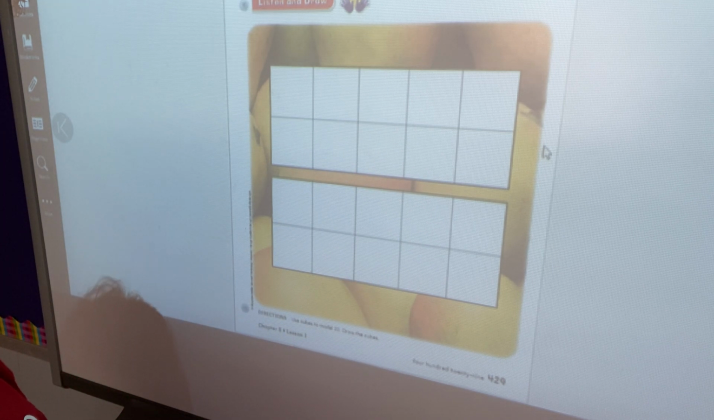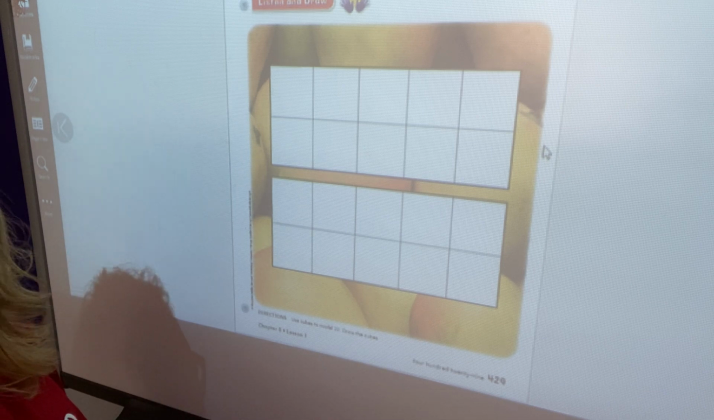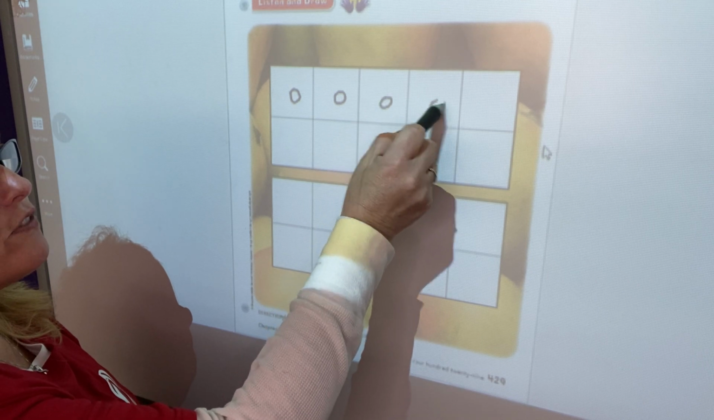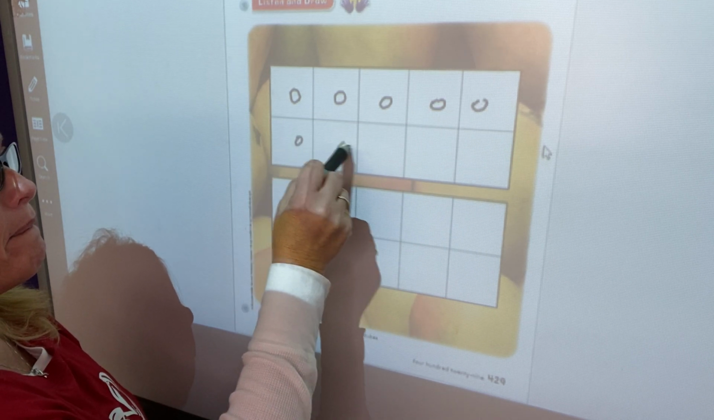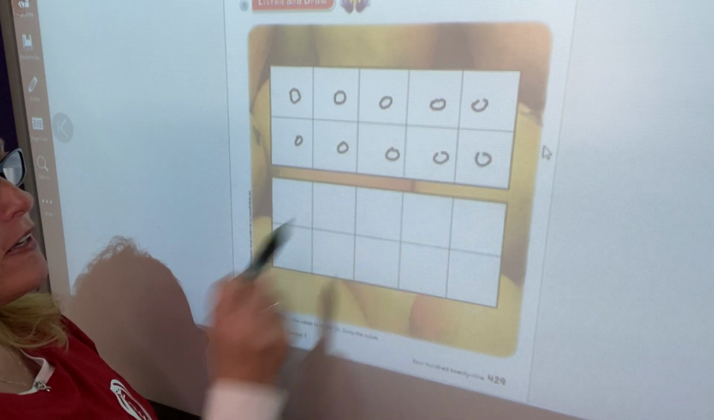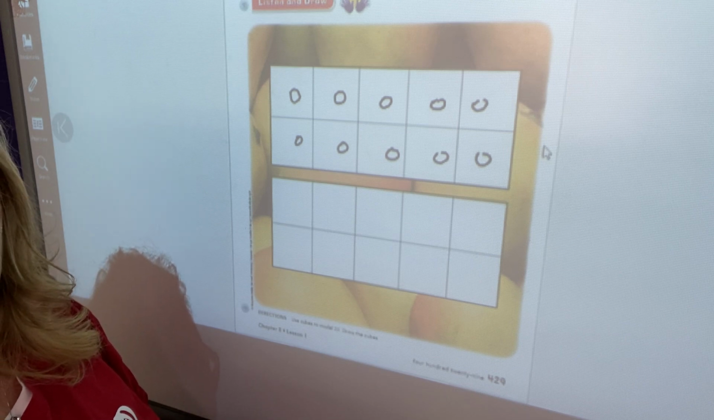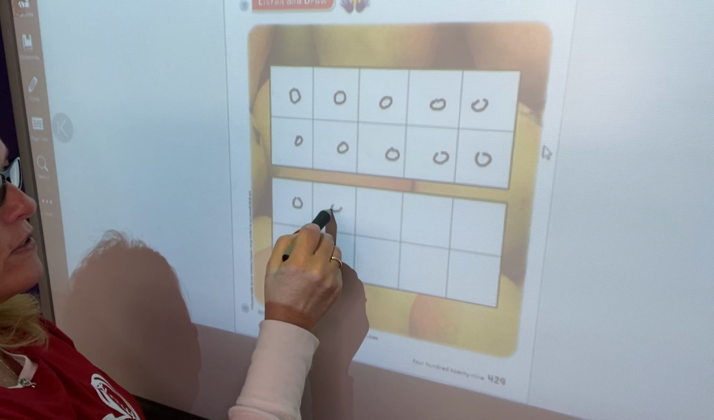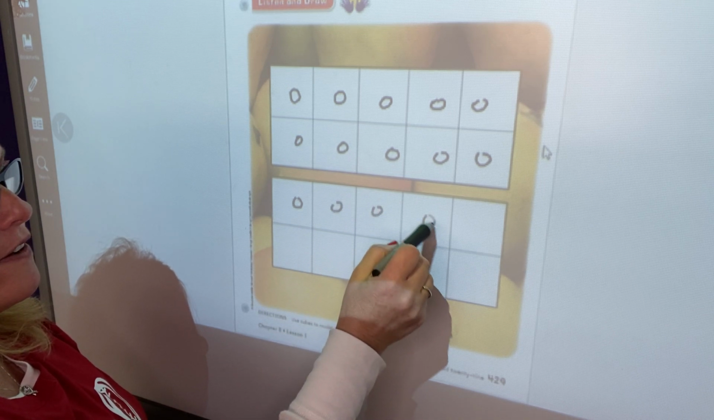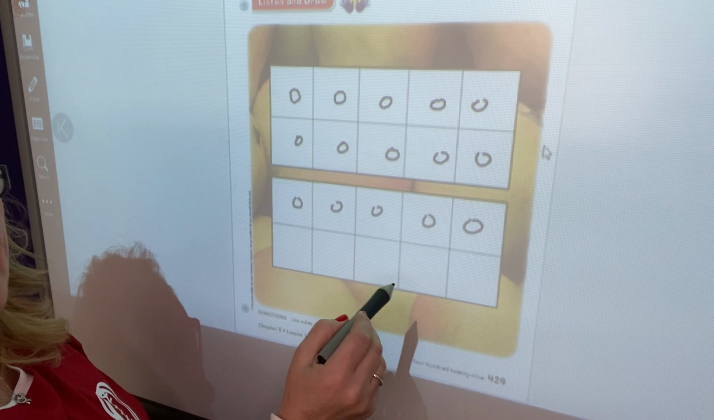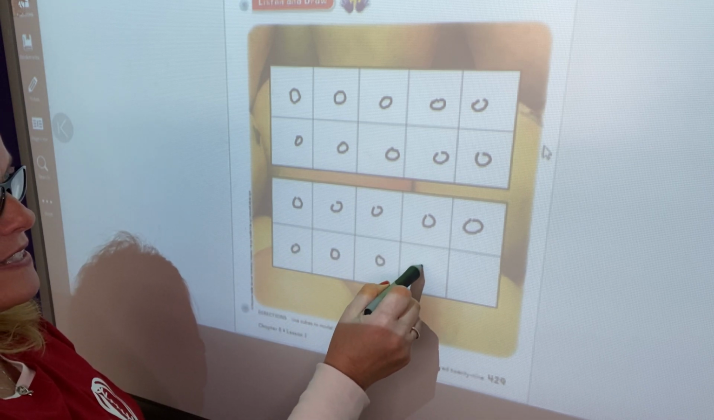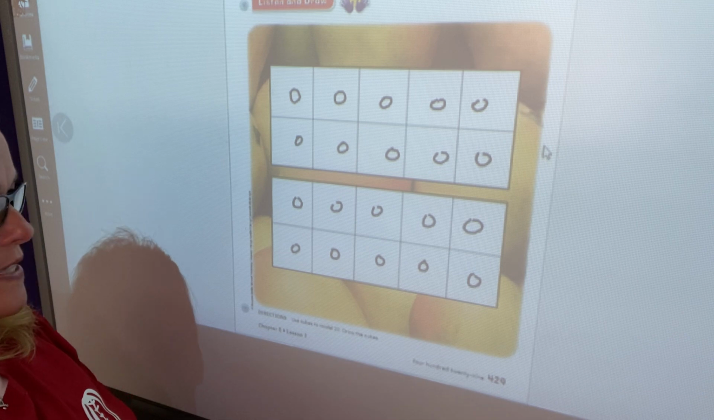So what I would like you to do is just to go ahead and draw 20 counters into your 10 frames. So I have 10. That means I'm halfway there. After 10 is 11, 12, 13, 14, 15, 16, 17, 18, 19, and 20.